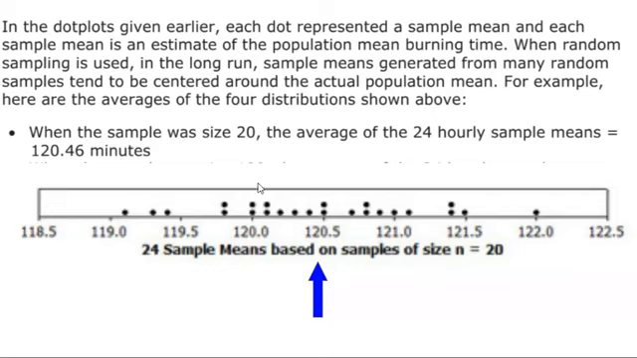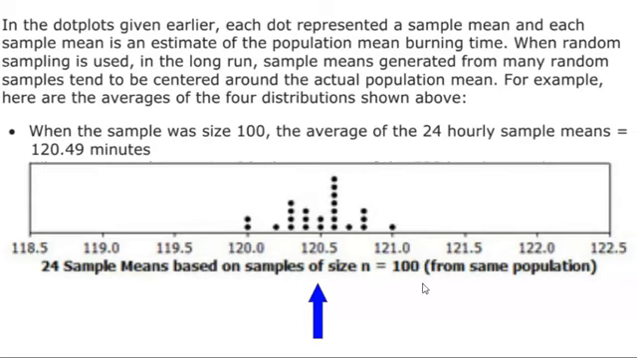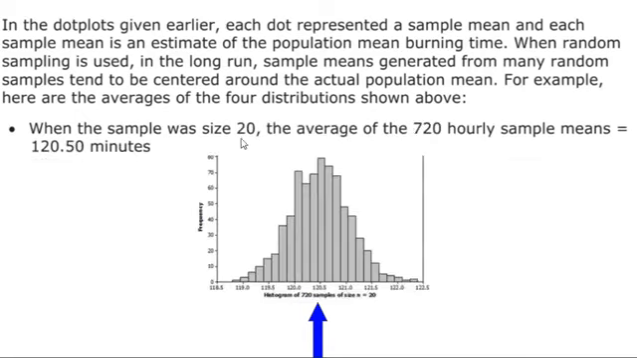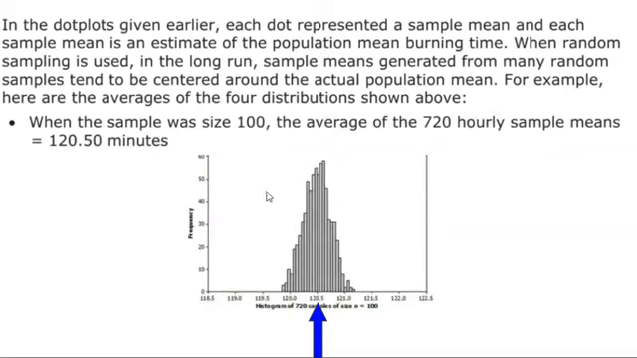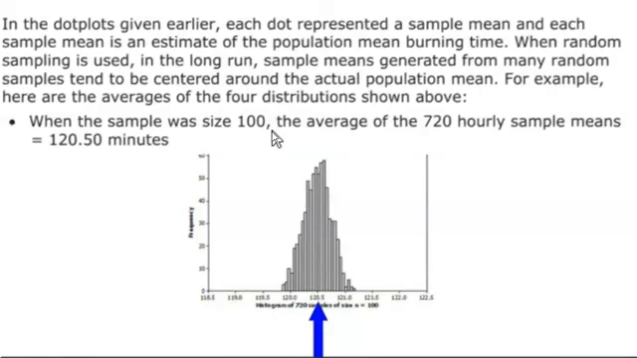So for this first case where the sample size was 20 and there were 24 sample means, the average was 120.46. When we increased the sample size to 100, the average of the samples was 120.49, so still in the center. And then when the sample size was 20 and there were 720 hourly sample means, then the average of the samples was 120.5 minutes. And the same for when the sample size was increased to 100.